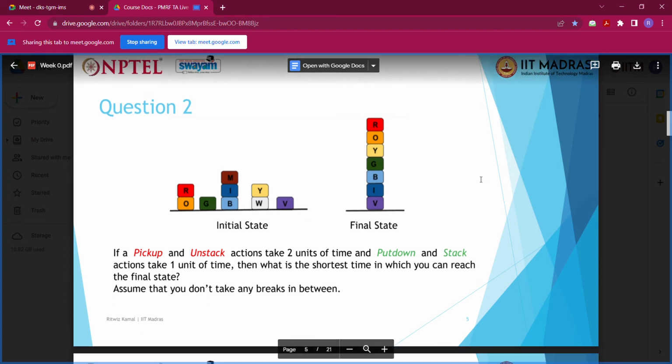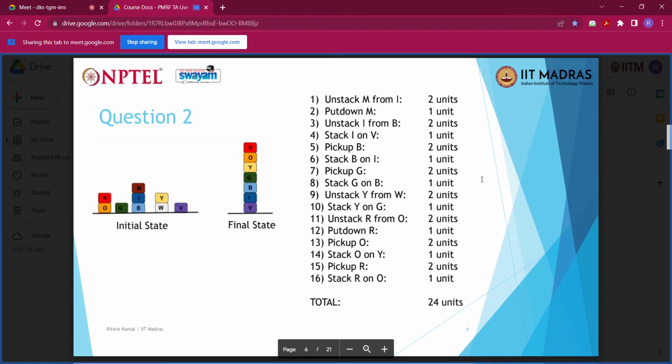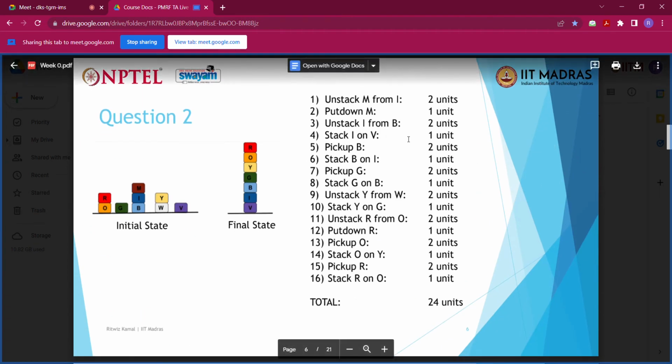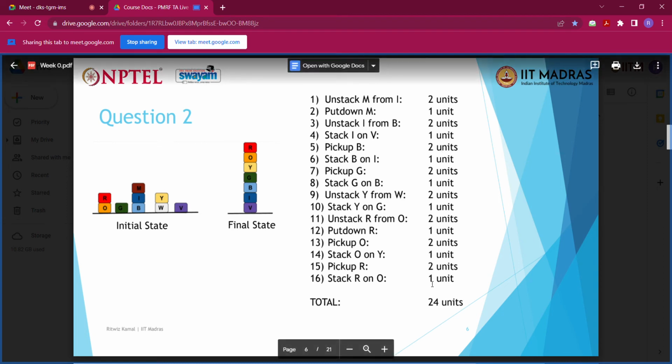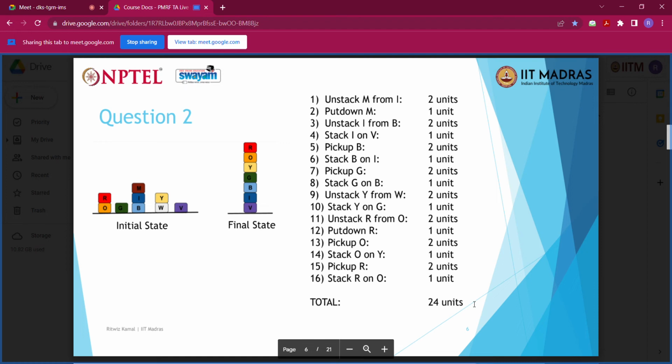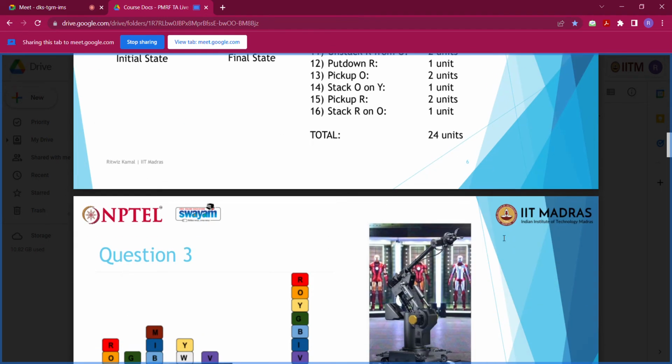Let's check the answer. You see, these answers follow the 16 steps that we need to take from the initial state to reach the final state. The unstack and the pickup operations take 2 units of time, while the put down and the stack operations take 1 unit of time, making a total of 24 units in the shortest possible way. I hope that was clear. Moving on to the next question.